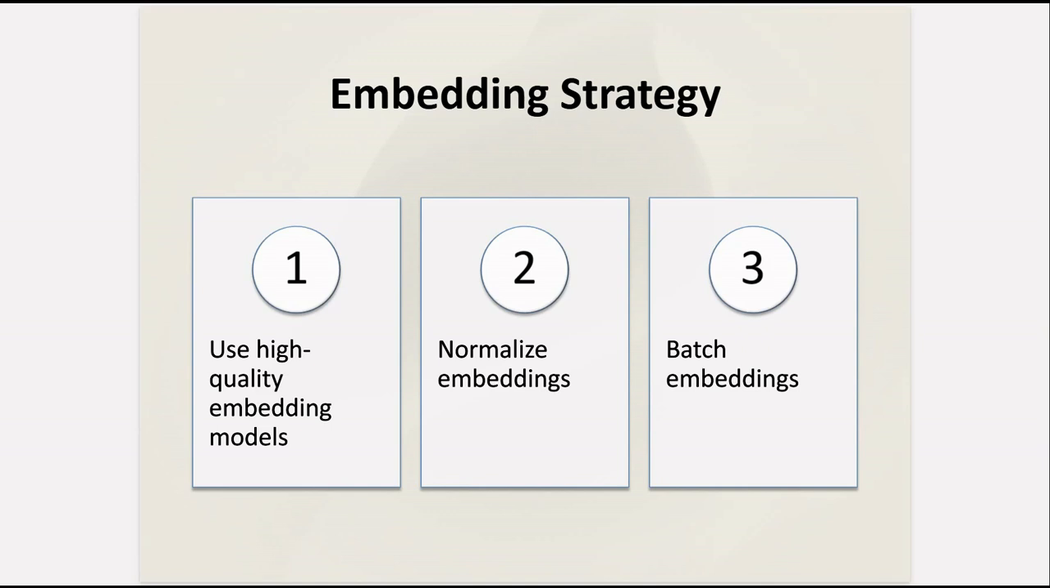The second one here is normalizing the embeddings. Ensure that your vectors are normalized, especially when the system supports cosine similarity. We want everything to be of unit length. The third one is about batch embedding. Let's say you are dealing with very large data sets. In that case, you can go ahead with embedding in batches. It will optimize performance as well as reduce your cost. So these are the 3 recommendations for the embedding strategy when designing vector stores.